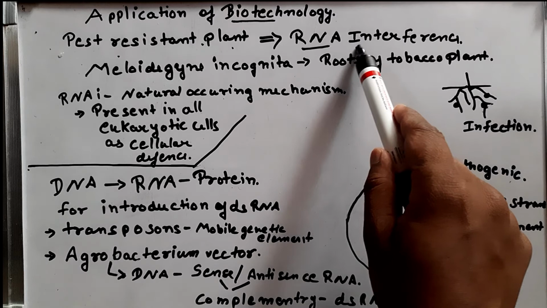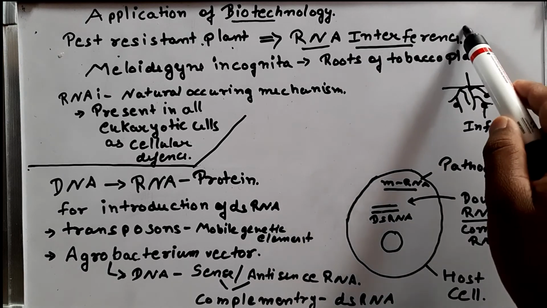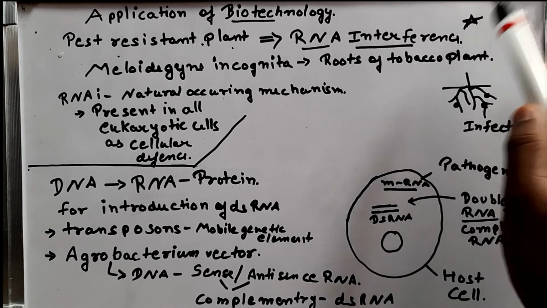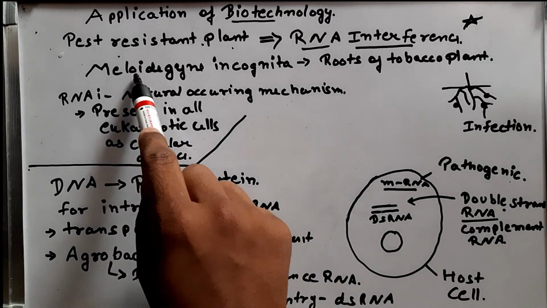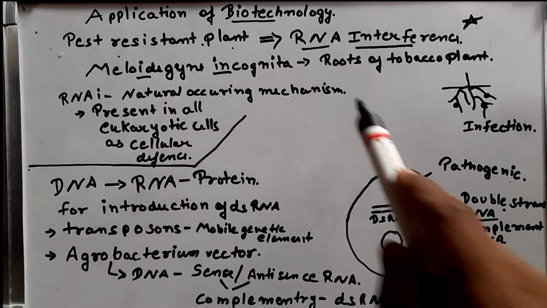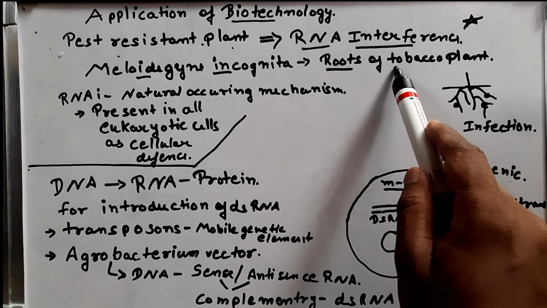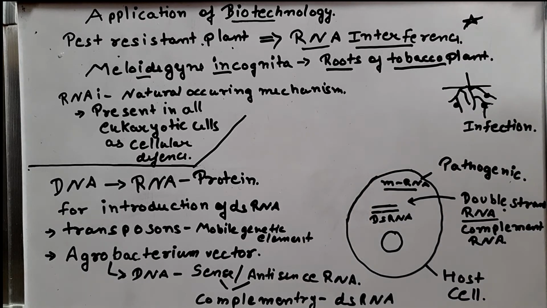Several nematode parasites affect a wide variety of plants and animals. For pest resistant plants, RNA interference is used. Meloidogyne incognita is a parasite which affects the roots of the tobacco plant. Due to the infection of this pathogen, production of tobacco plants decreases. Here you can see that in tobacco roots, infections occur due to this pathogen.